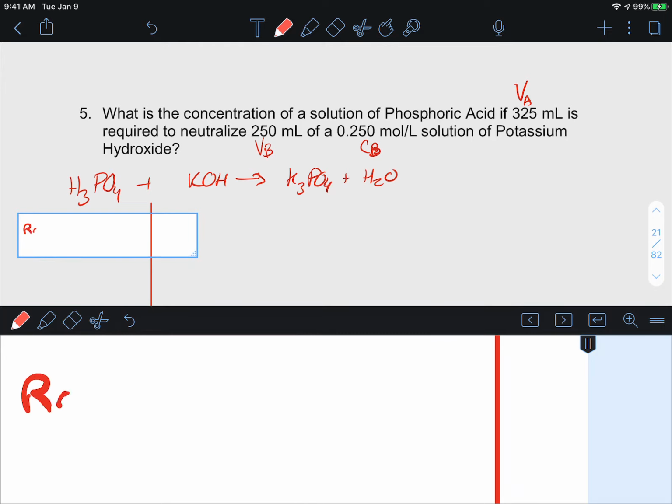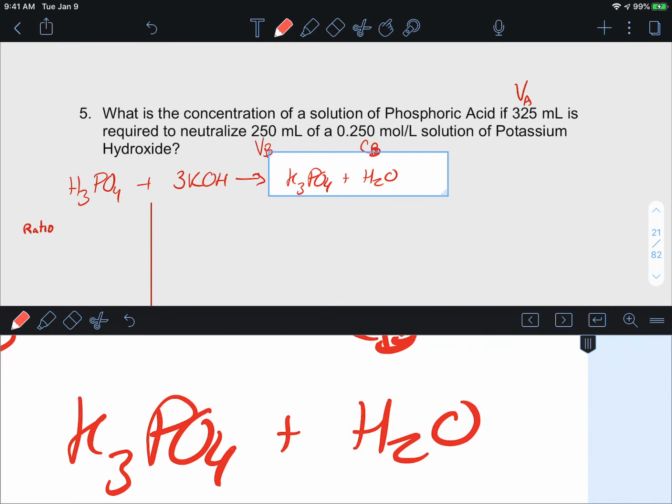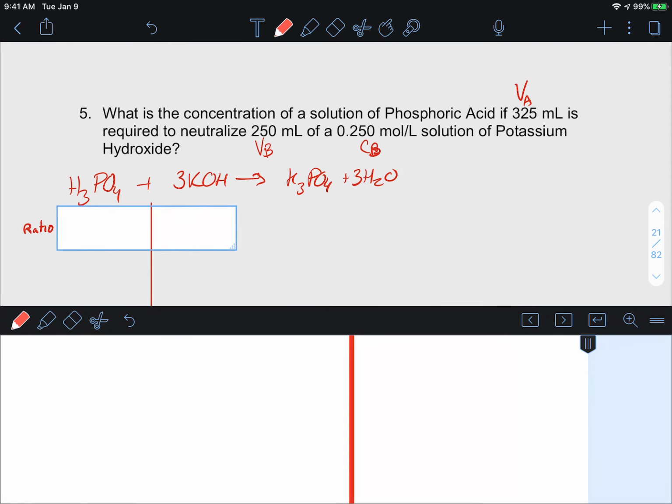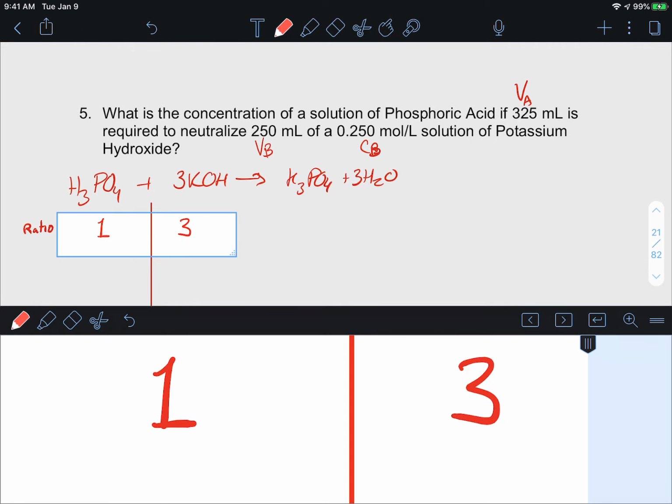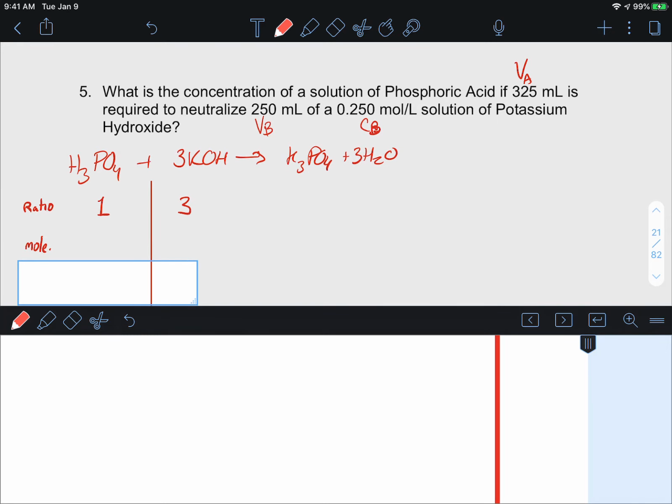Okay, we're going to start with that ratio. So let's figure that out. We need 3 of these to form 3 waters. So the ratio is going to be 1 to 3. And what other values have they given us? Have they given us moles? No, of course not. That would be too easy. But they have given us a volume and they've given us a concentration.